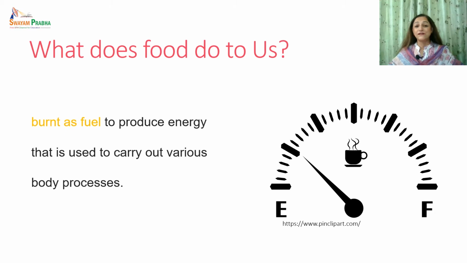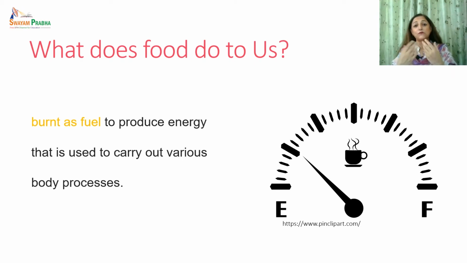So, what does food do to us? In addition to satisfying our hunger, we need for carrying out various activities, which is to burn the food as a fuel to produce energy that is used to carry out our various body processes. Now we are performing two kinds of activities. The first one is voluntary activities. These are the activities which we are doing voluntarily.